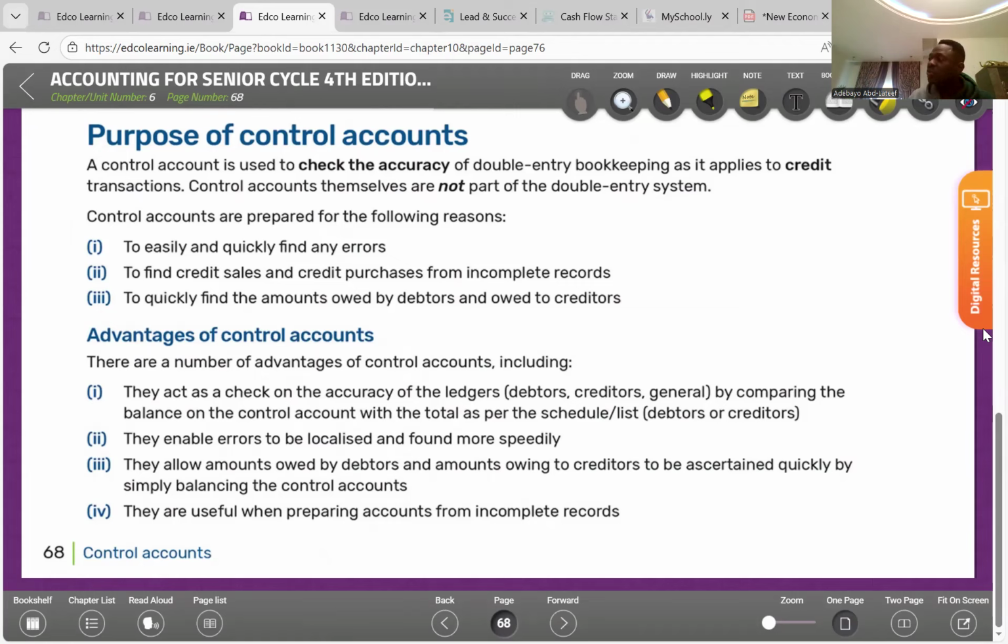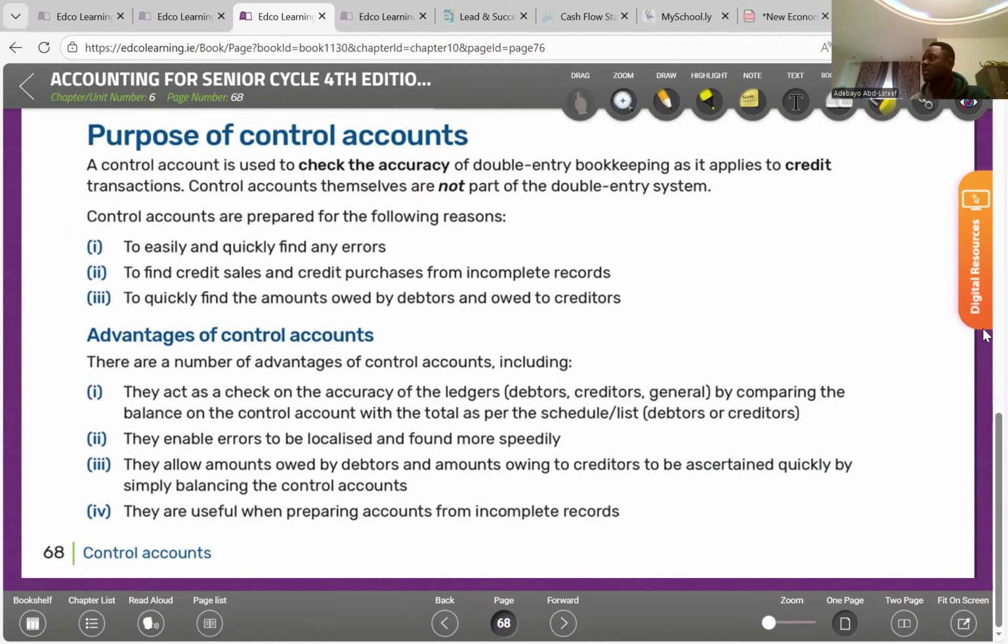So the total purchases minus your cash purchases tells you your credit purchases. Are you with me, please? There's total purchases. Total purchases is cash purchases plus credit purchases. The item will give you your total purchases and your cash purchases. So it allows you to detect your credit purchases.